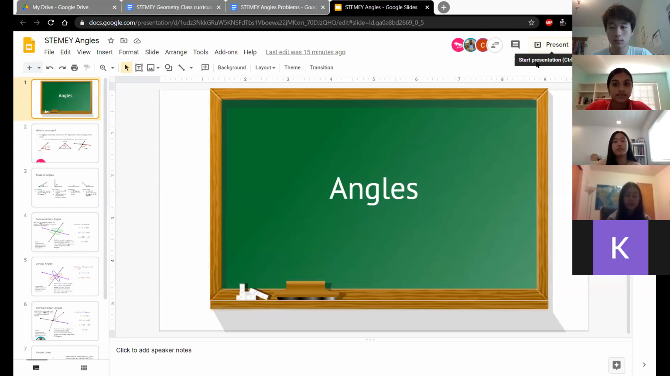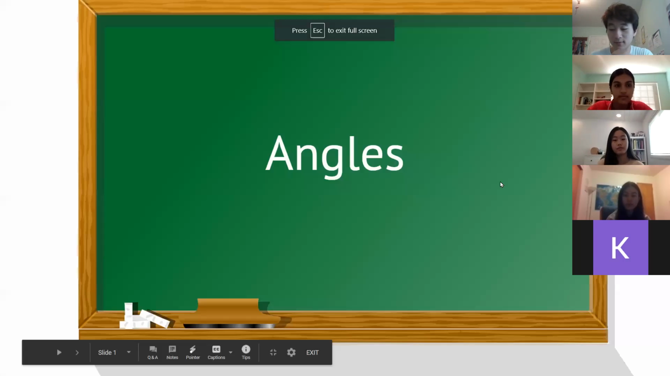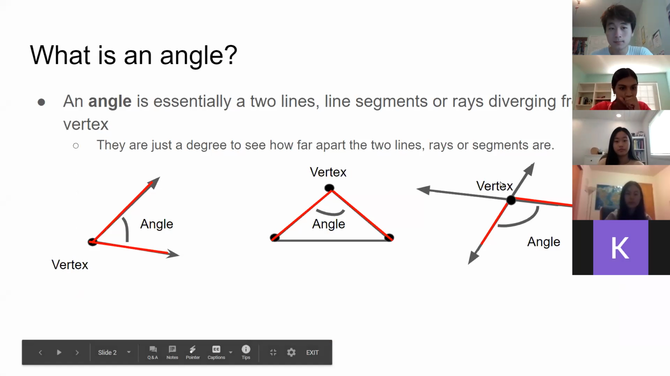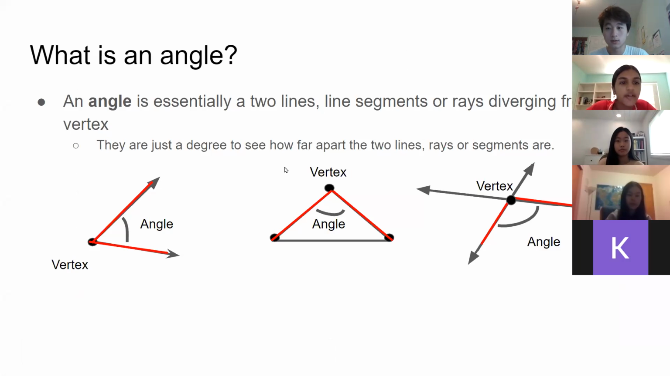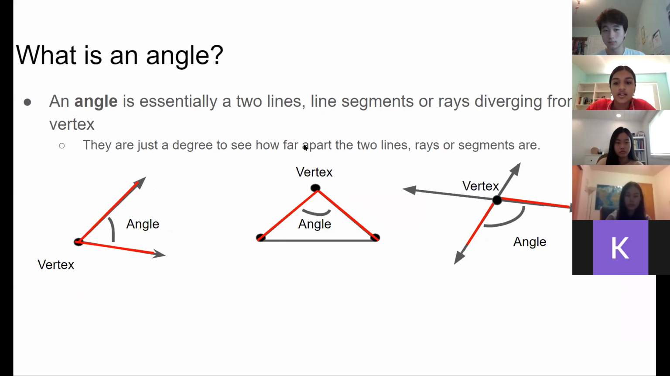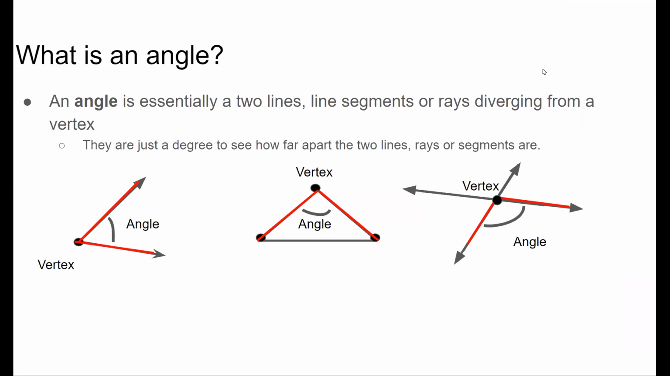Okay, so now we can get started on the actual angles, like we said. So this week we are doing angles for the geometry class. The first question we want to ask is, what is an angle? I'm sure that you guys have some background knowledge in this, but an angle is essentially two lines or line segments or rays diverging from a vertex. It's a measure, in degrees, of how far apart the two lines, rays, or segments are.